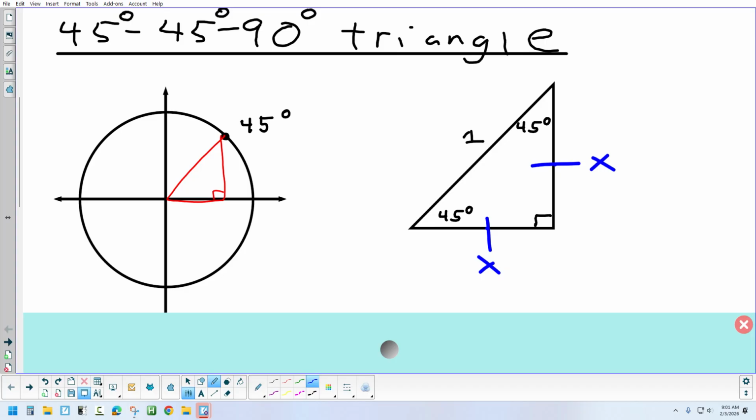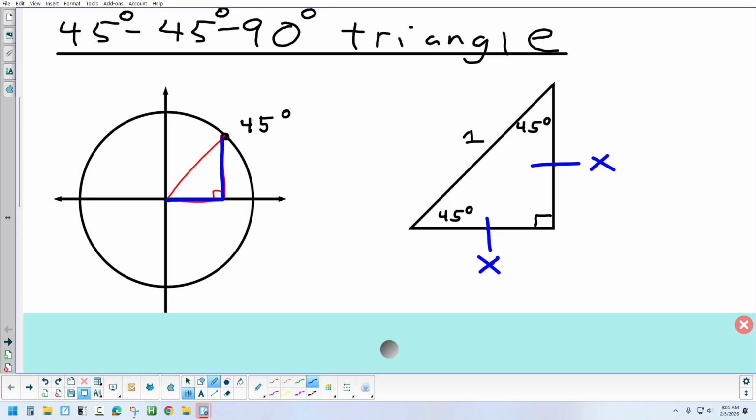And now what we want to do is solve for x. Once we solve for x, x is how far over you have to go, which is the same as how far up you have to go. The two numbers in the coordinate for 45 degrees are exactly the same. We just have to figure out what they are.